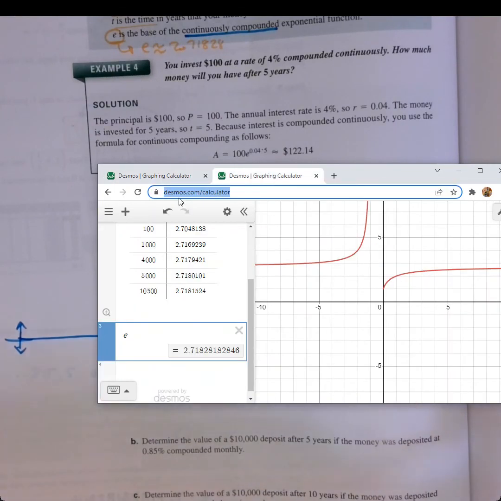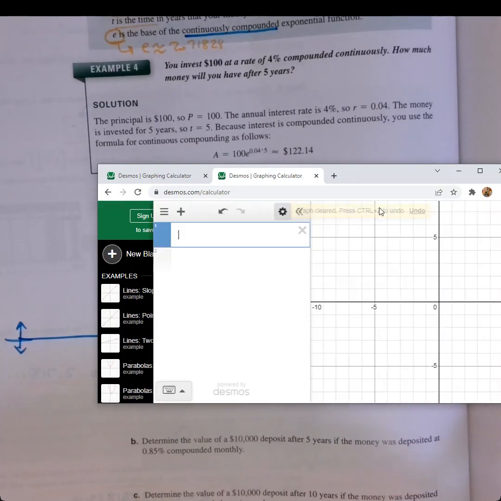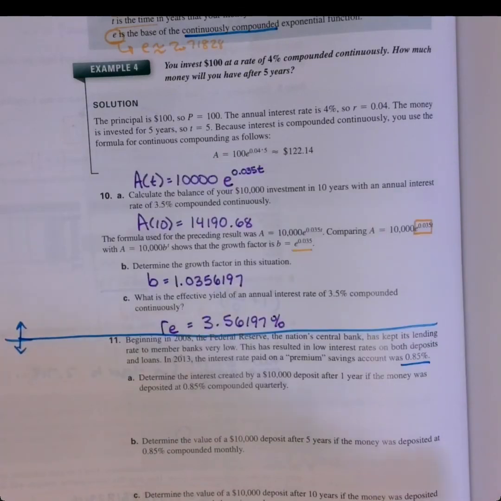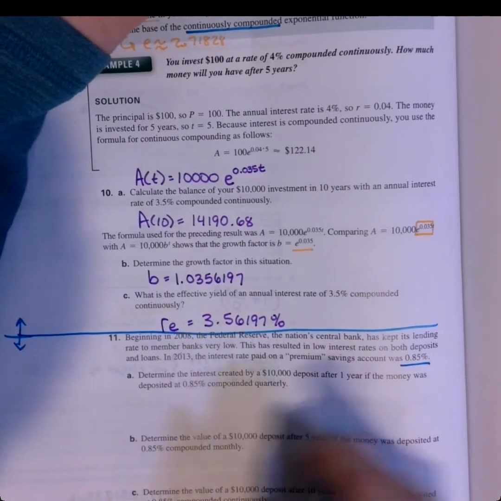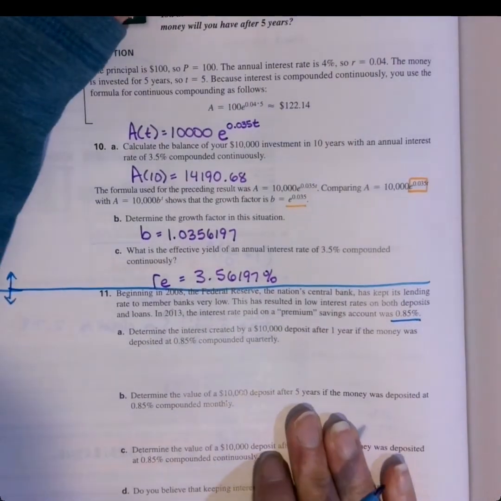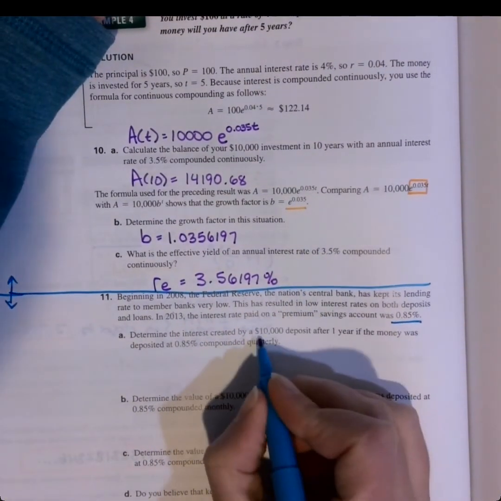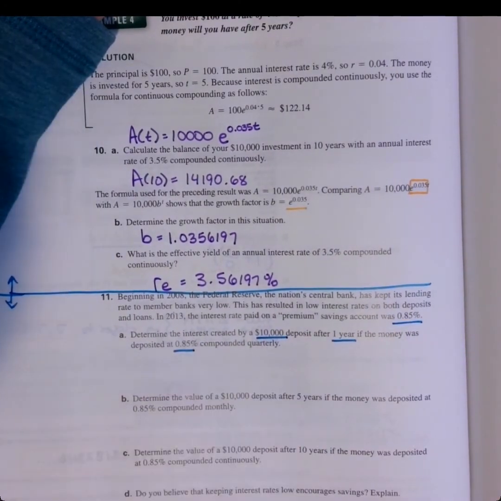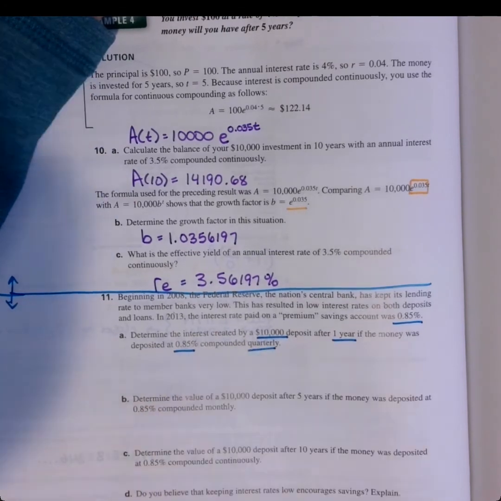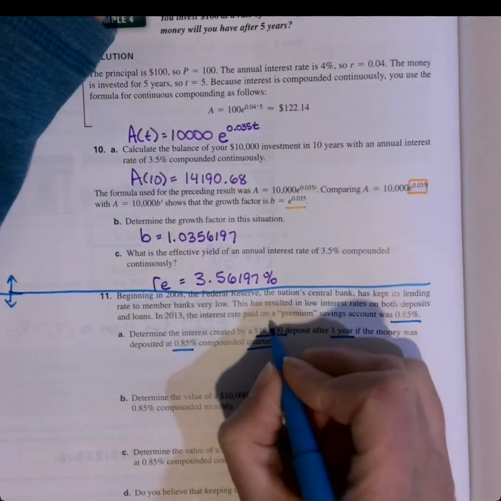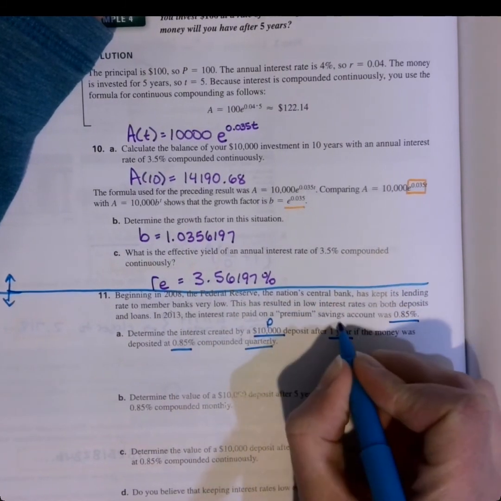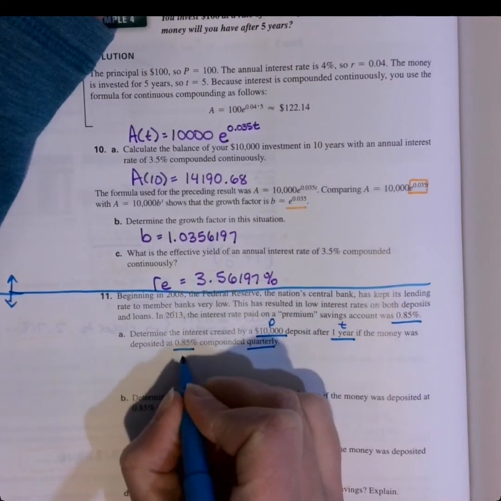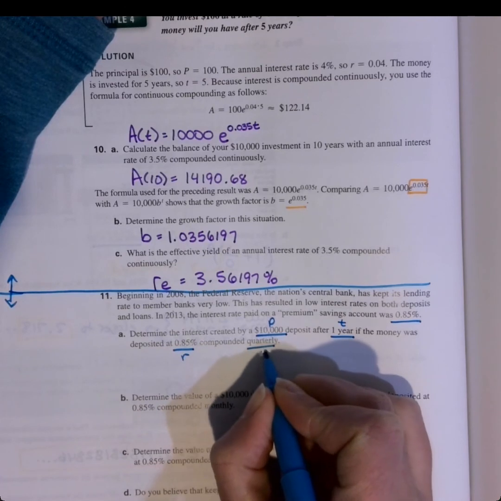I'm going to go into my new graph here and talk about the new situation. All right. So first of all, it says what I should do is determine the interest created by a $10,000 deposit after 1 year if the money was deposited at 0.85% compounded quarterly. So they're giving me the principal, they're giving me the amount of time, they're giving me the interest rate, and they're giving me the number of compoundings, N.